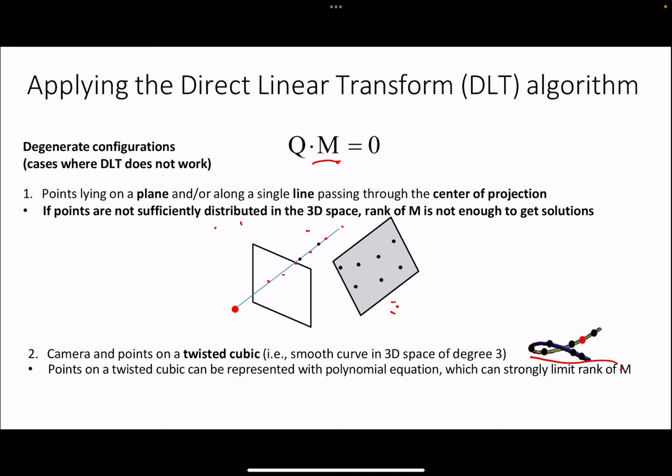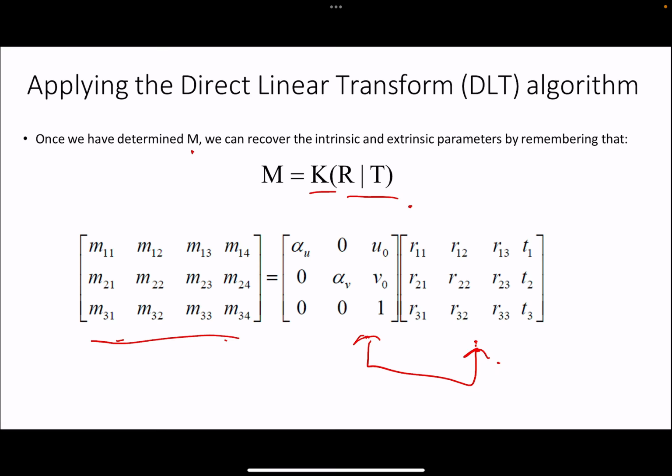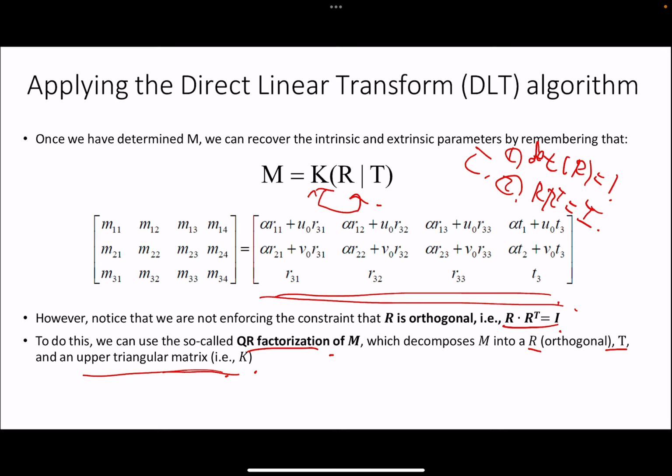And there are some corner cases where DLT does not work. Once we get M, we need to decompose it into K and RT. Fortunately, we have QR or RQ factorization, which I hope you learned in linear algebra class, so we can further decompose M into K and RT, where R is an orthogonal matrix and K is an upper triangular matrix.